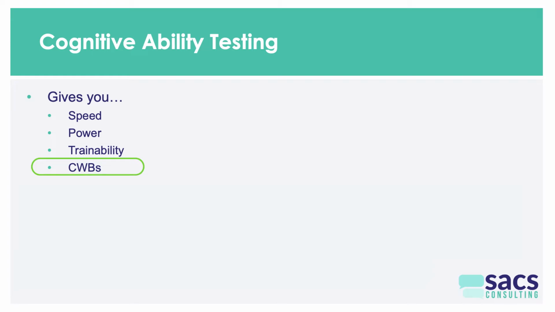And then CWB stands for counterproductive work behaviours. Counterproductive work behaviours occur more commonly amongst people with low cognitive ability. Violence occurs more commonly amongst people with low cognitive ability. Theft occurs more commonly amongst people with low cognitive ability. Why? It appears that people with higher cognitive ability have better capacity to self-regulate. In other words, they see the implications of what they're about to do and they can cause themselves not to do this by saying, okay, well, that's not a good decision. So cognitive ability correlates with counterproductive work behaviours.